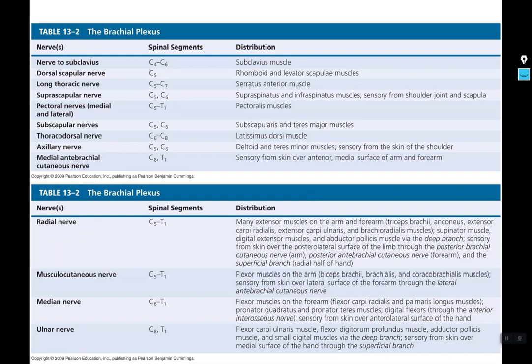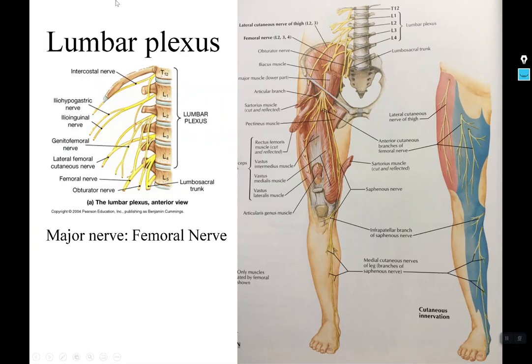All right, so for lumbar plexus, the major nerve is the femoral nerve. So femoral meaning of the leg. And so if we go here, we can see the femoral nerve is adjacent to the obturator nerve. So this is the nerve that innervates the muscles that occupy the obturator foramen.